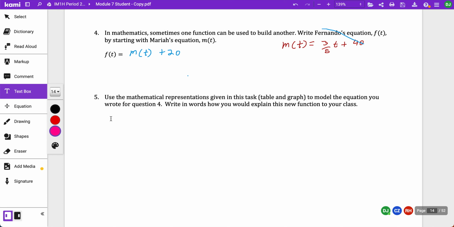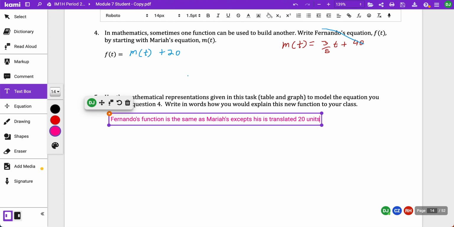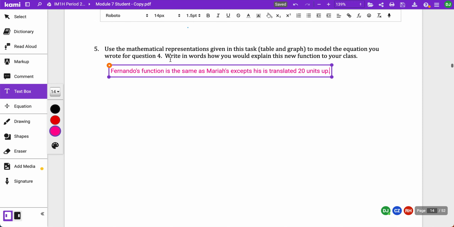So what we're basically saying is Fernando's equation or function is the same as Mariah's, except his is translated 20 units up. So they're the same thing. Fernando's is equal to Mariah's, except Fernando's is translated 20 units up, which is represented with the plus 20.